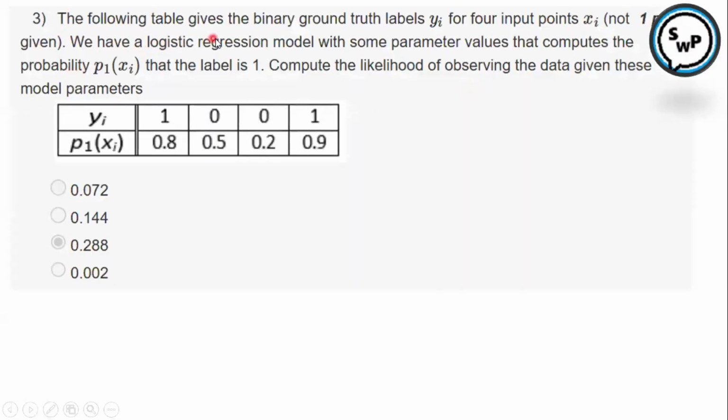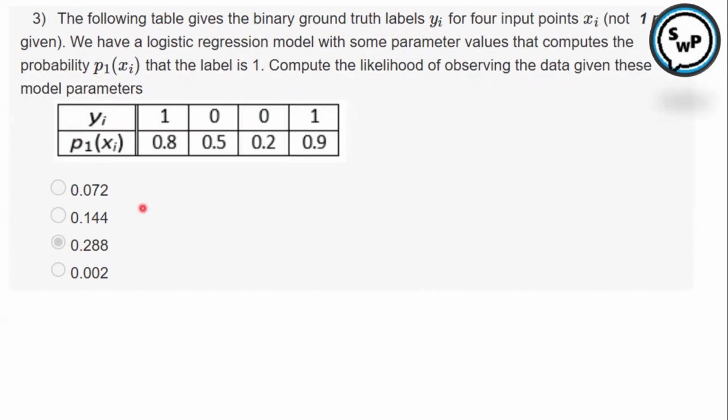Alright, let's begin with the first question. The following table gives the binary ground truth label yi for 4 input points xi. We have a logistic regression model with some parameter values that computes the probability p1 that the label is 1. Compute the likelihood of observing the data given this model's parameters. So this is the table which is given.